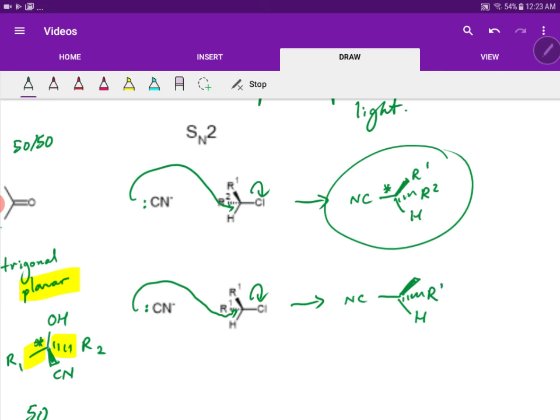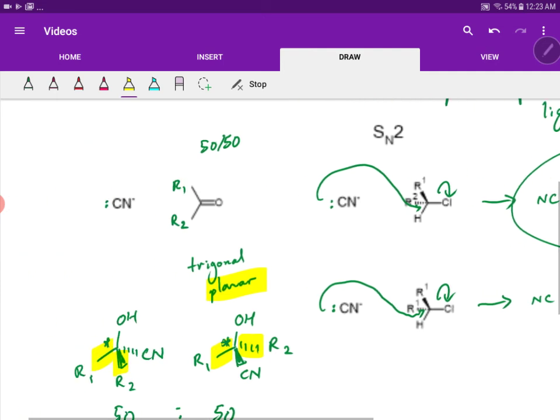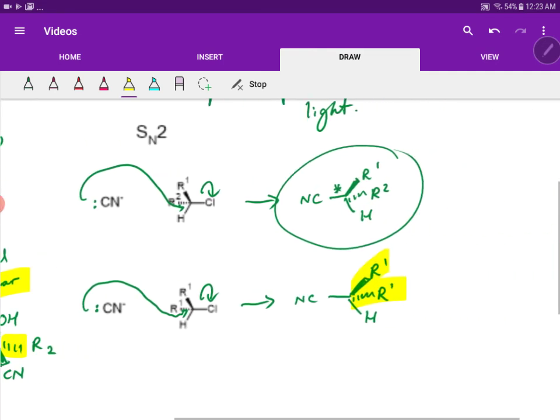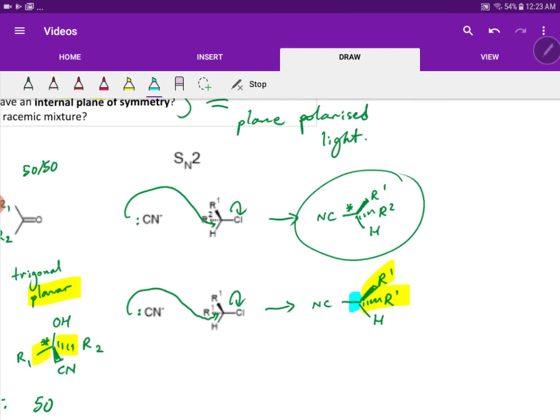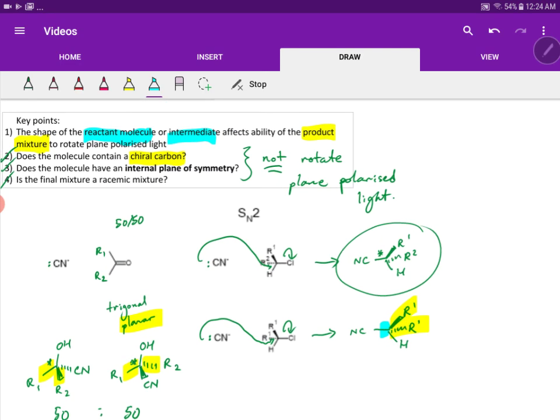For the other example, it also does the same thing, it shows an inversion of configuration. However, you have two similar groups here. So once again, like the previous case with our ketone, we know that there is no chiral carbon at all. Because there's no chiral center, it will not exhibit the ability to rotate plane polarized light.